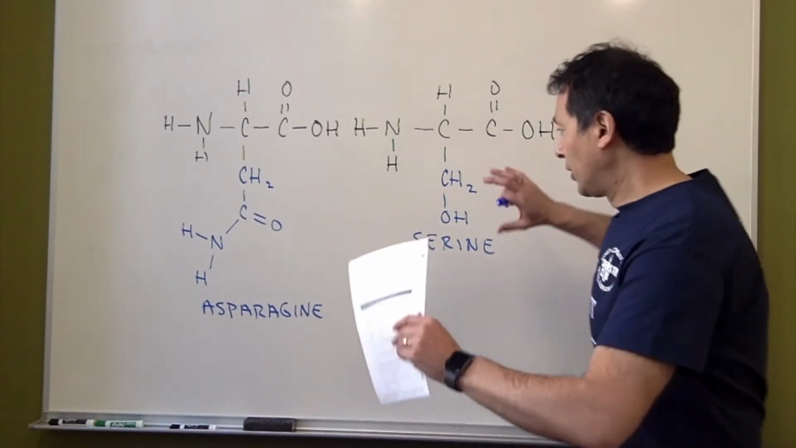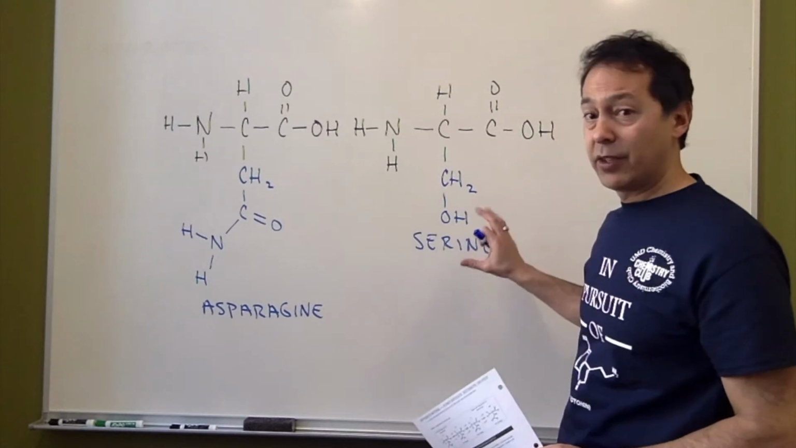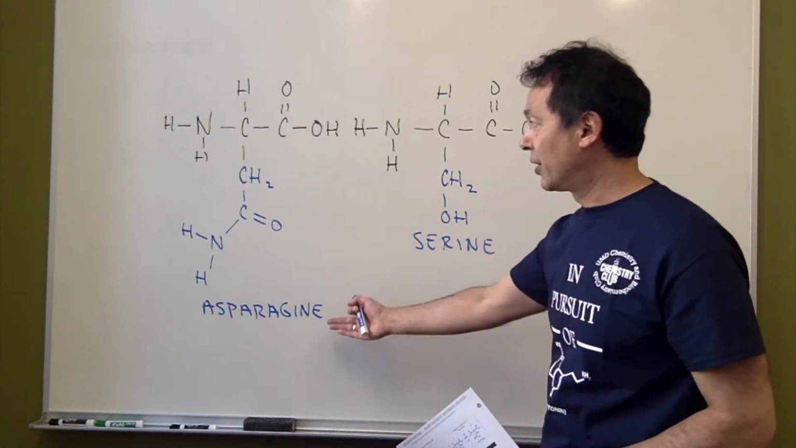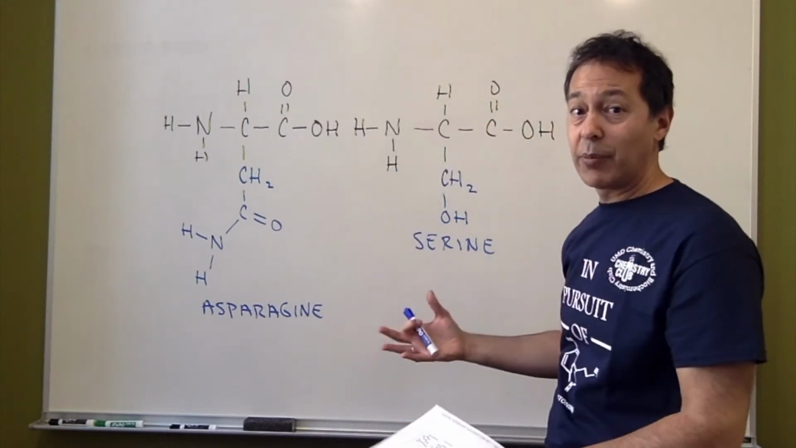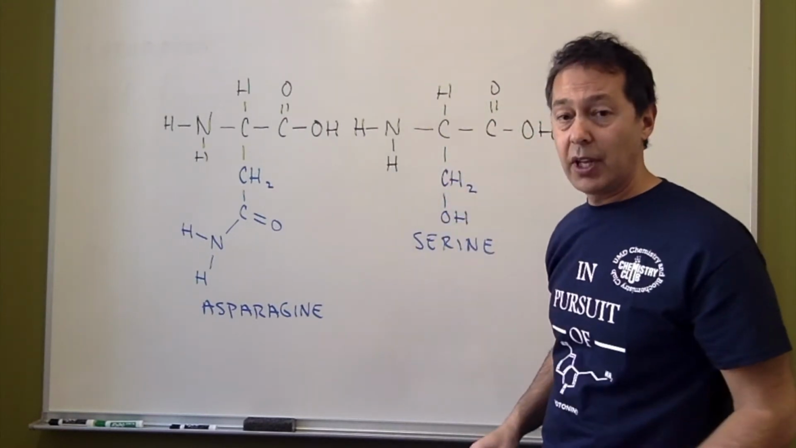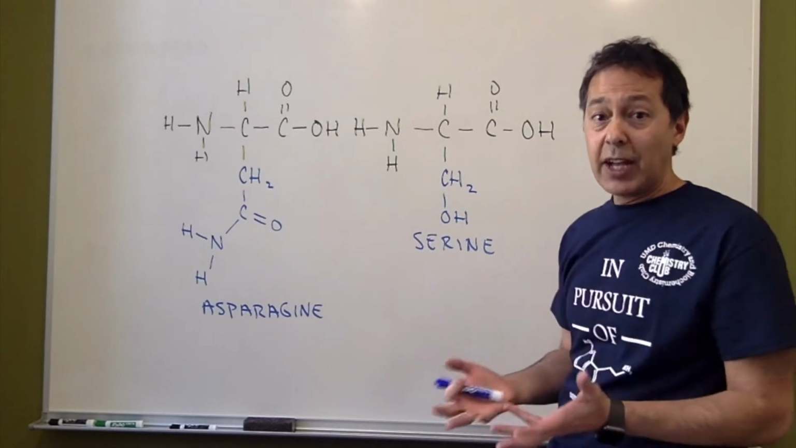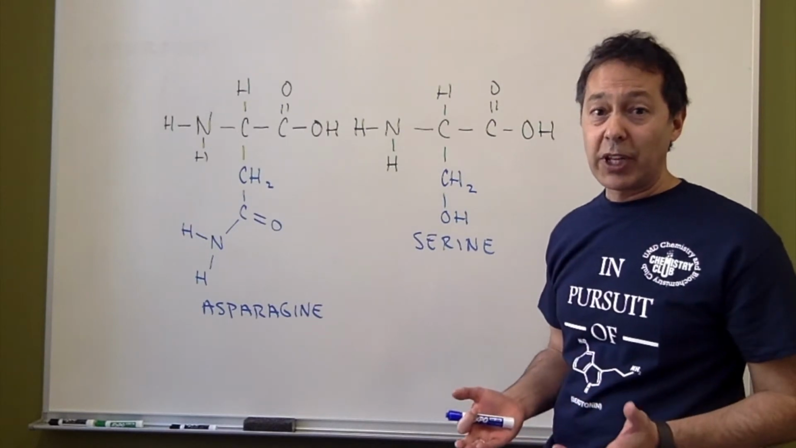Now, as we take a look at the side chains, which I have in blue here, this is serine and this is asparagine. The amino acids are the same up on top here. The only thing that makes them different are these side chains. Now these side chains can interact with each other depending on their intermolecular forces.